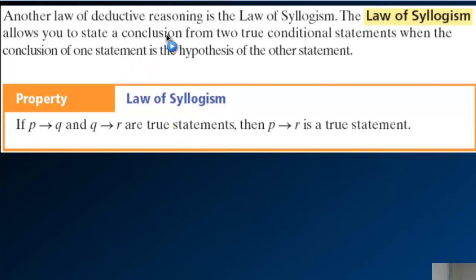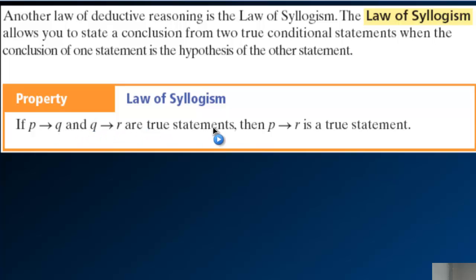Another law of deductive reasoning is the law of syllogism, and the law allows you to state a conclusion from two true conditional statements when the conclusion of one is the hypothesis of the other. In mathematical notation it looks like this. If you have a conditional, if P then Q, and then a second conditional, if Q then R. Notice that the Q's here are the same. So the conclusion of the first one and the hypothesis of the second one are identical.